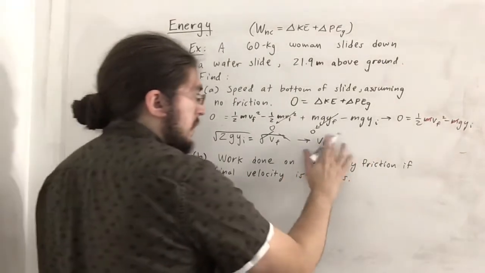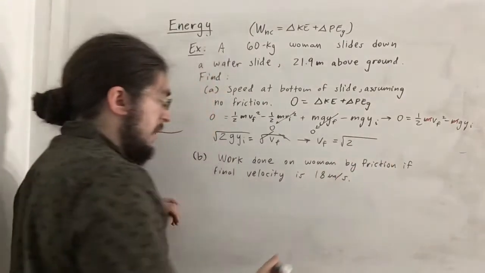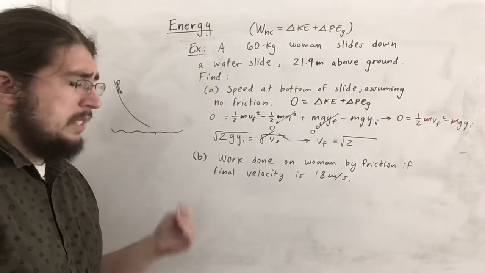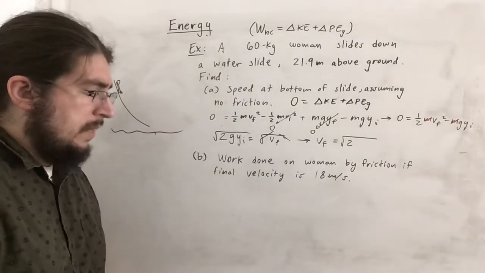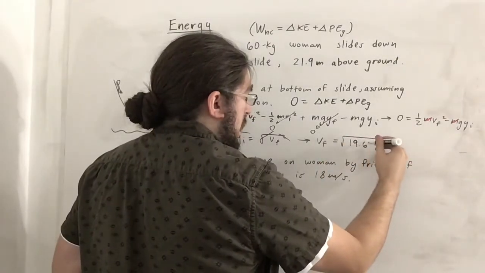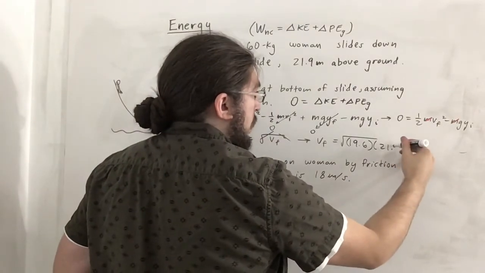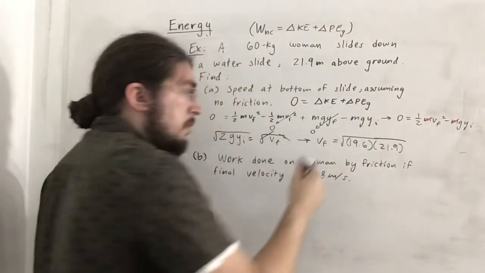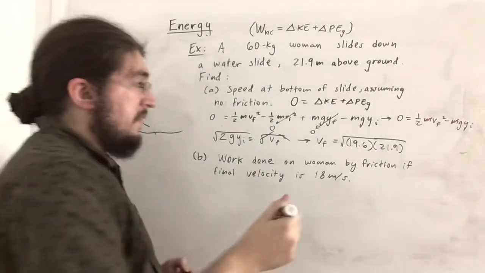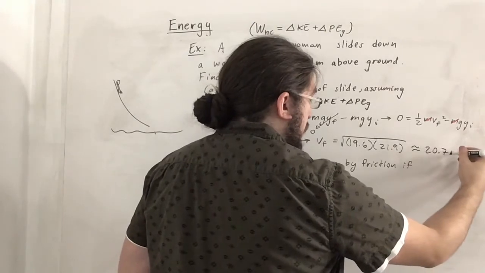And in fact, let's plug in now. So it's equal to the square root of 2 times gravity times y_i. Now gravity we'll take to be 9.8. So if you double that, you get about 19.6. And that, of course, is multiplied by the height, which is 21.9. So all we need to do is multiply these and take the square root, and I'll do that right now. All right, so I got 20.7 actually. And since this is a final velocity, it's going to be 20.7 meters per second, of course.